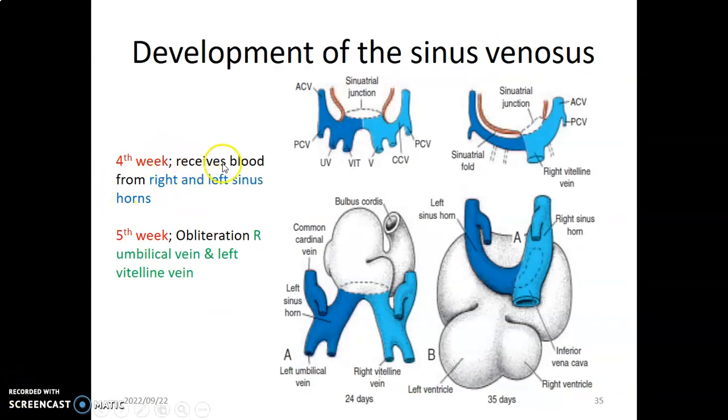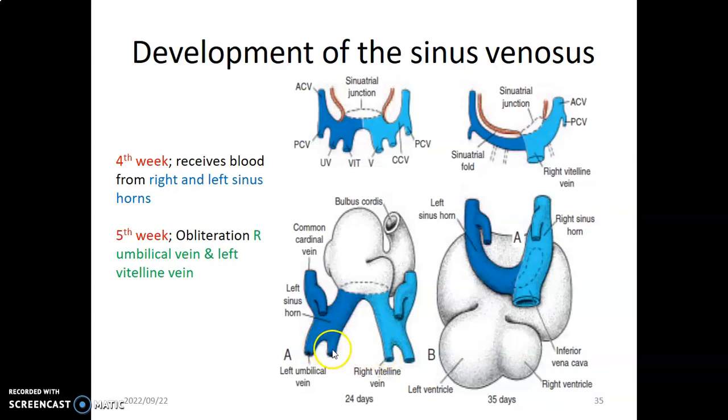So in the 4th week, blood is received from both right and left sinus horns. You can see this sinus horn here and this one, and each of them has a vitelline vein, cardinal veins, and an umbilical vein. So this is the umbilical vein, vitelline vein, and cardinal vein on this side. Then you have the vitelline vein and cardinal vein here. You can appreciate the right vitelline vein here.